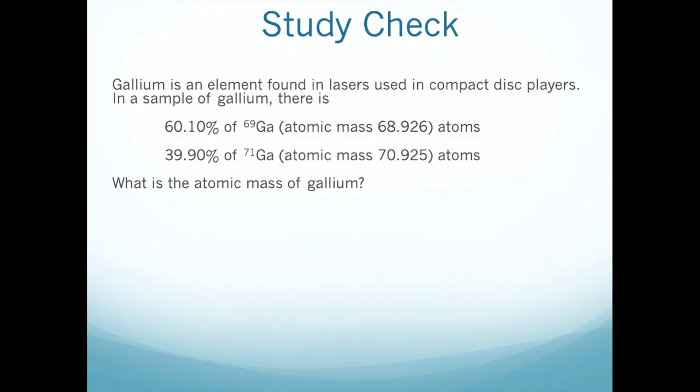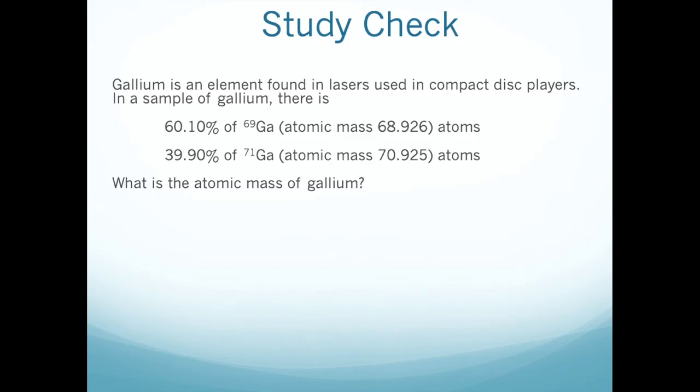Okay, so let's try another practice problem. Here we have gallium, and you're told that gallium is made up of two main isotopes. You've got gallium-69 with an atomic mass of 69.926, and it makes up 60.1% of all gallium. You've got gallium-71, which has an atomic mass of 70.925, and that makes up the remaining 39.9% of gallium. What is the average atomic mass of gallium? Take a second and try this out. Feel free to pause the video here and try this one out.